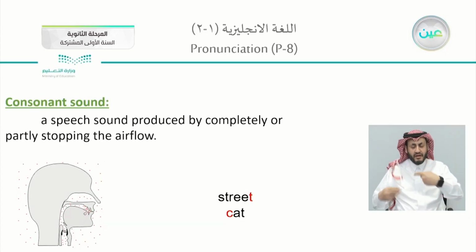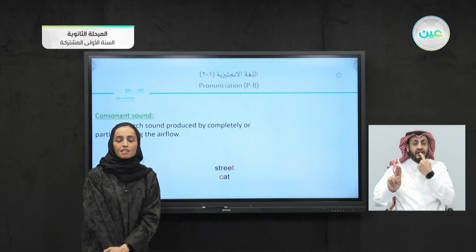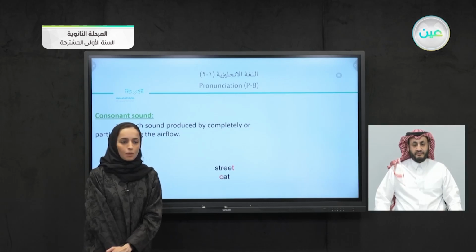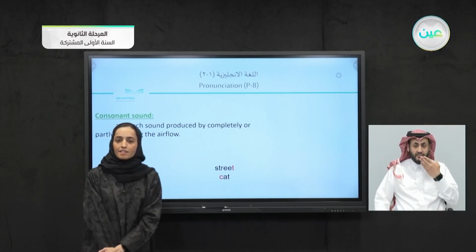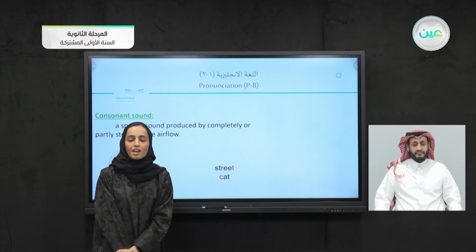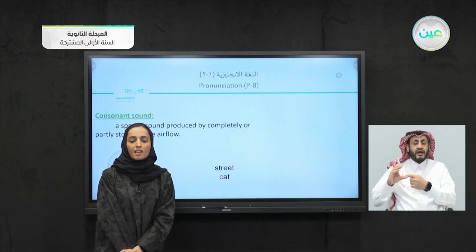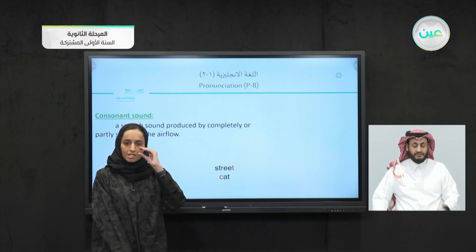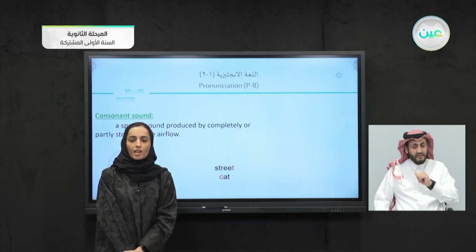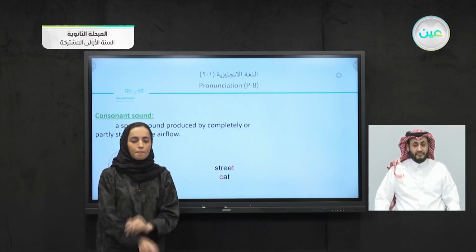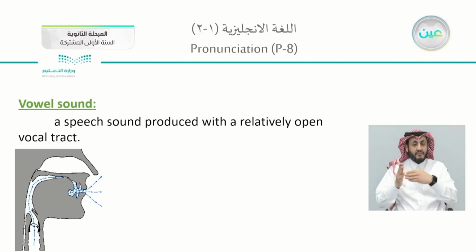Like when we say street. Notice when you say t, street, you are stopping the air with the t sound. How about cat? Let's notice the k sound. K. We are stopping the air when we are saying k. Cat. It's not airflow. We have a stop for the air. So cat. We are stopping it twice. K and t.